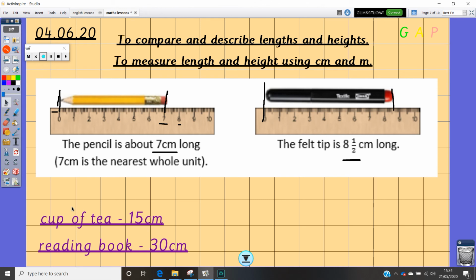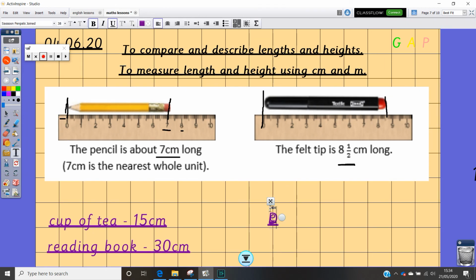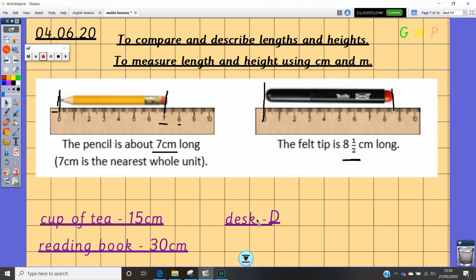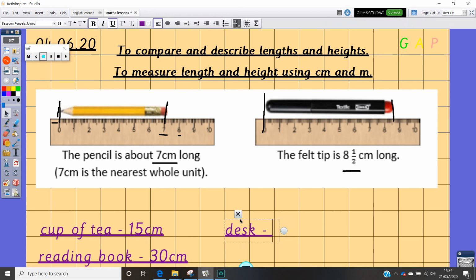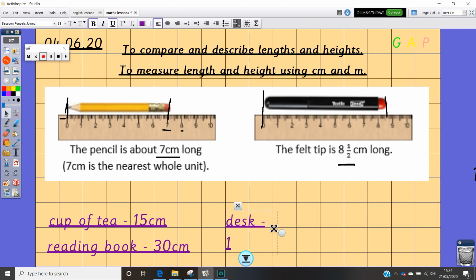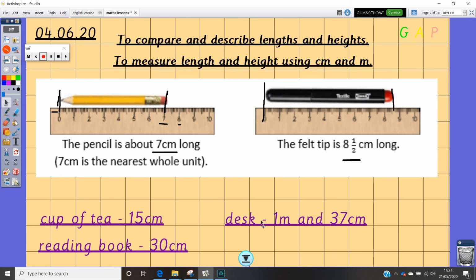Measure the length and the height using centimetres, or if it goes over 100 centimetres, like for example the length of my desk, then we might want to write it in metres. So if we are going for the length of my desk that I am sat at now, then I would measure it using my tape measure or my ruler, but it might come to 1 metre and 37 centimetres. So if that is the case, just write it as I have here. The length of my desk is 1 metre and 37 centimetres, and you can write your measurements like that.